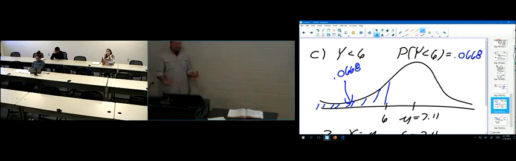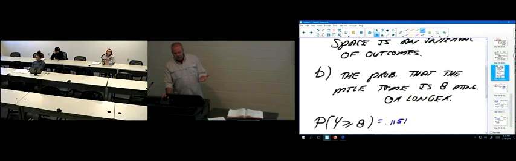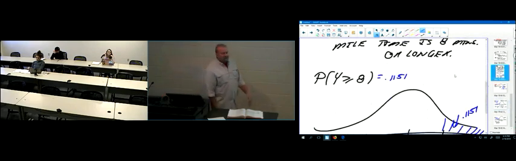I don't usually give you ones where we're looking at the probability of being between things. You know, you're either to the left or you're to the right. Here's my question. Out of these two problems, this part C is that the runtime was less than 6 minutes. Its probability was 0.0668. The other one, the runtime was 8 minutes or longer, greater than or equal to 8. The probability was 0.1151.